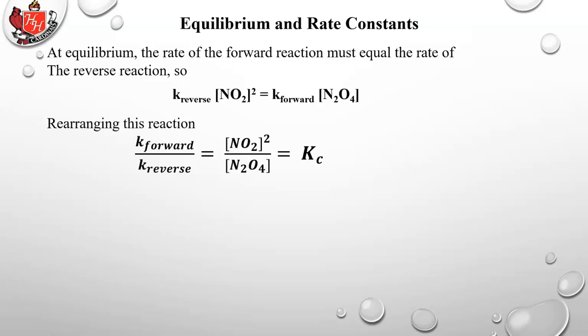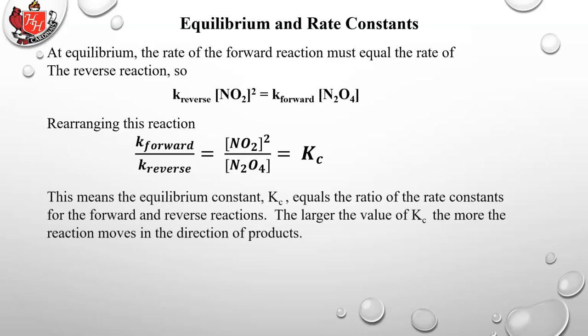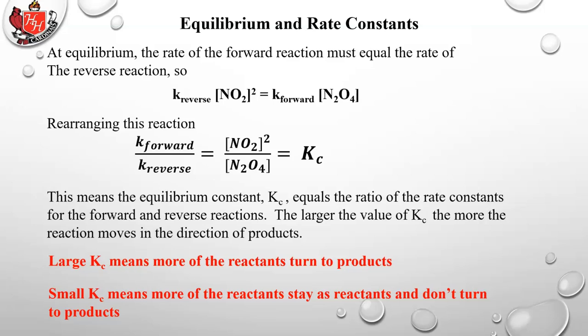So in other words, K forward over K reverse equals capital Kc, the equilibrium constant. This means that the equilibrium constant Kc equals the ratio of the rate constants for the forward and the reverse reaction. Remember, the forward reaction is taking it towards products, and the reverse reaction is taking it back towards reactants. The larger the value of K, the more the reaction moves in the direction of products, that is left to right. Large Kc means more of the reactants turn to products. Small Kc means more of the reactants stay as reactants and don't turn to products.